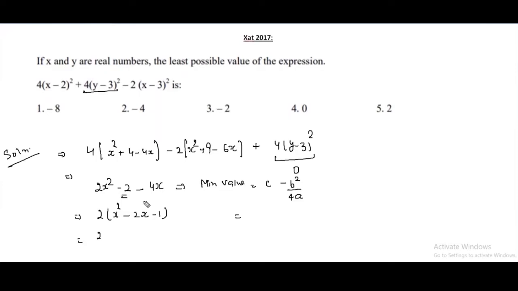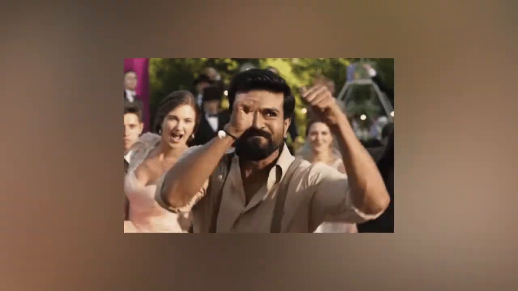So c, which is minus 2, b square, which is 16, upon 4a. A is 2. So minus 2 and minus 2, that is minus 4. So rather than doing this step, you could have directly gotten the answer. Answer is minus 4.